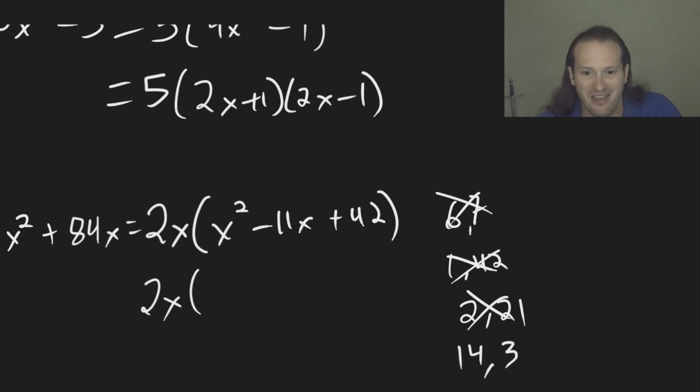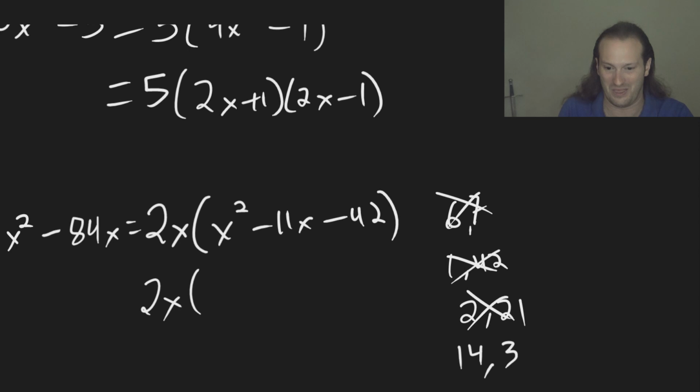Oops. This is what I get for trying to do problems in my head. These have to be negative. These still don't work for the same reason, though, because it's 14 and 3. Sorry about that. This is a negative 11, so the 14 has to be negative. So negative 14 and positive 3: x minus 14, x plus 3.